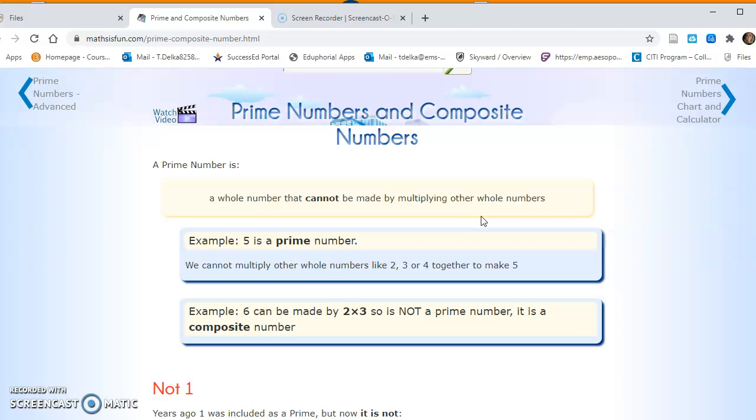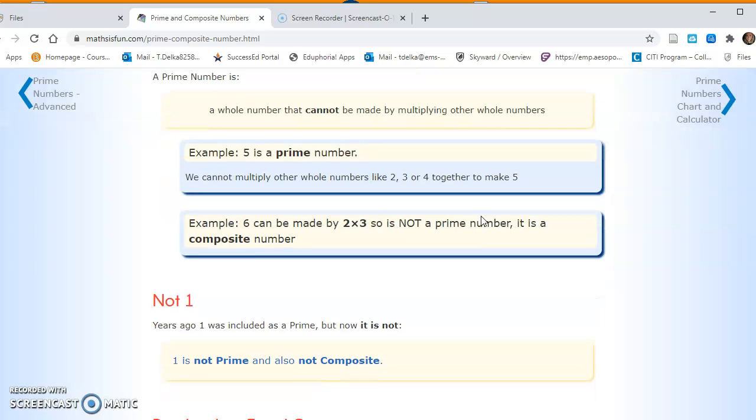So a prime number is a whole number that cannot be made by multiplying other whole numbers. An example, 5 is a prime number. You cannot multiply other whole numbers like 2, 3, or 4 together to make 5. It is either 5 times 1 or there's nothing. An example, 6 can be made by multiplying 2 times 3. So 6 is not a prime number, it's called a composite number.